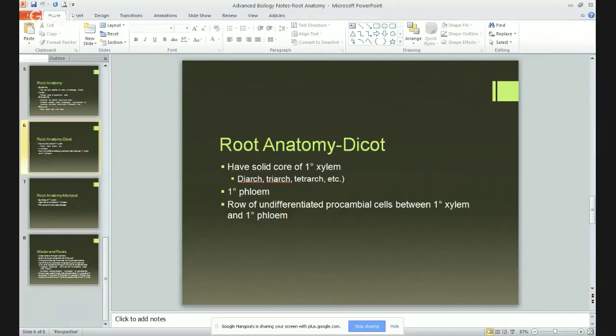Then the cortex is on the inside. That's going to be between the epidermis and your endodermis. And remember, that's where your Casparian strip is. Then that inner layer is the pericycle. I drew it, and then I figured out that I couldn't really see what was inside, because there's lots of little tiny cells. But that's your vascular tissue on the inside there.